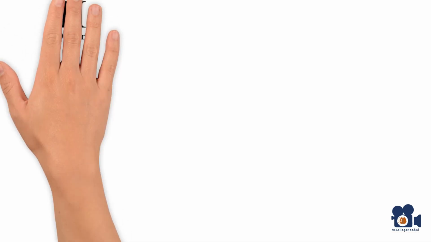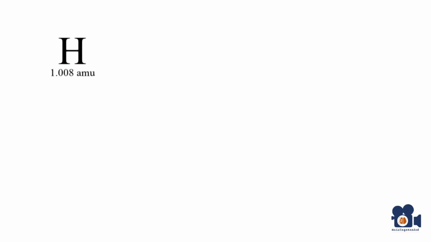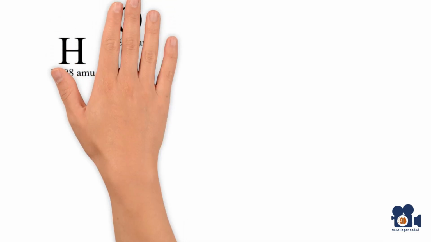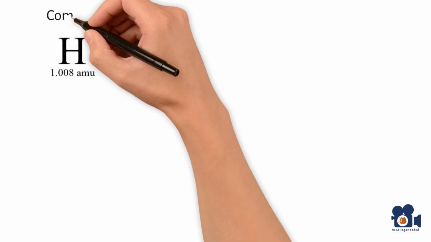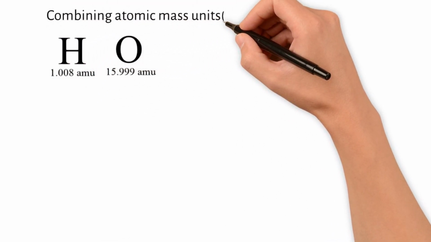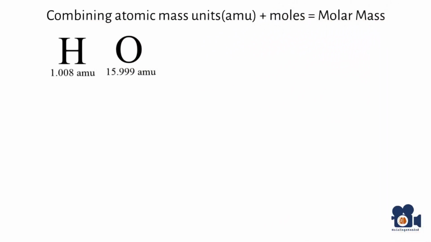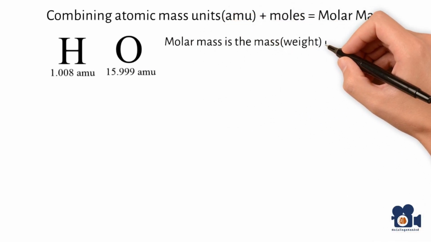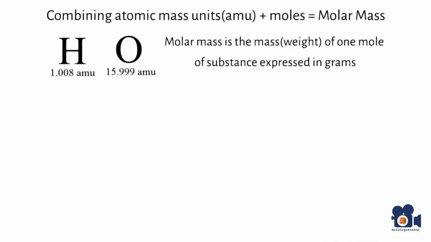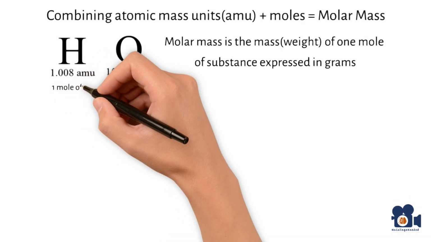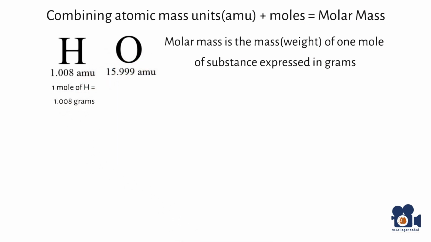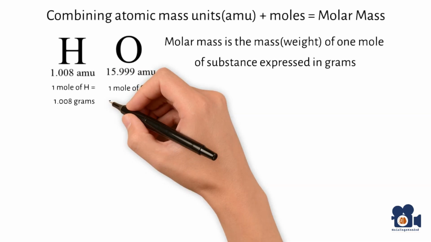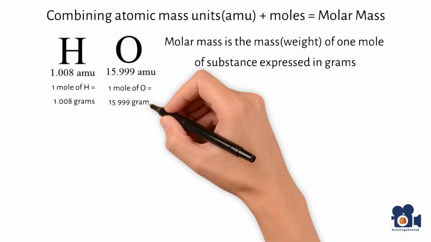Remember atomic mass units, AMUs, in the previous unit? Hydrogen, H, weighs 1.008 AMUs, and oxygen, O, weighs 15.999 AMUs. Combining the concept of AMUs, atomic mass units, and moles, we get molar mass. Molar mass is the mass, or weight, of 1 mole of substance expressed in grams. So 1 mole of hydrogen weighs 1.008 grams, and 1 mole of oxygen, O, weighs 15.999 grams.